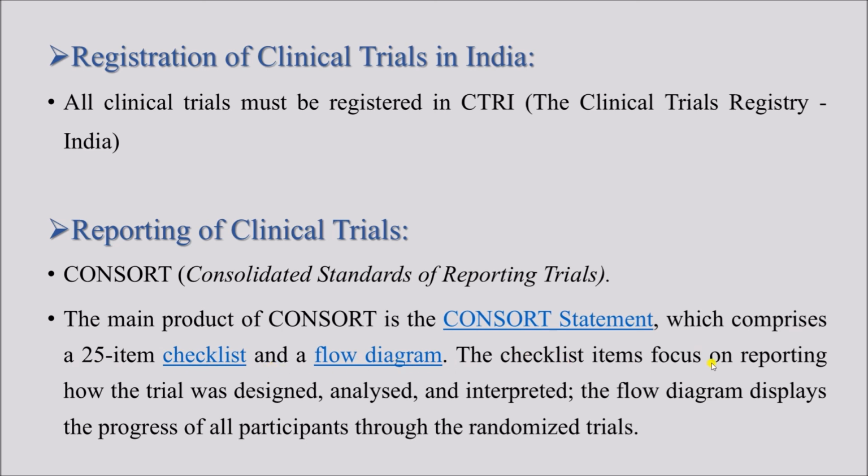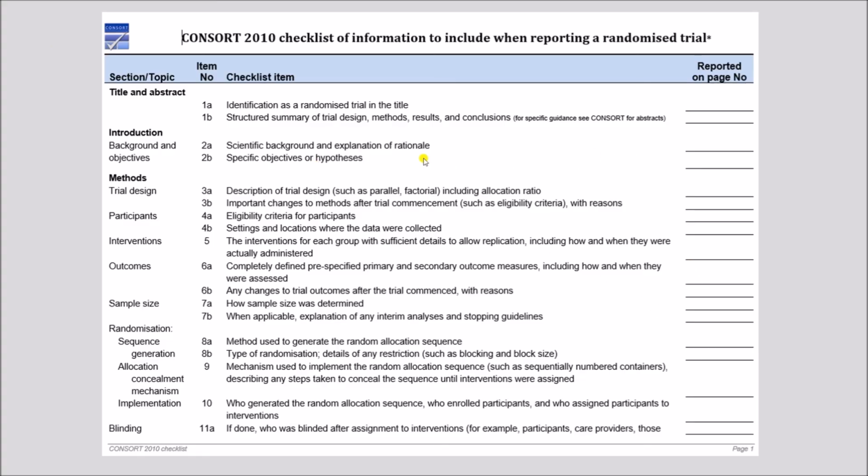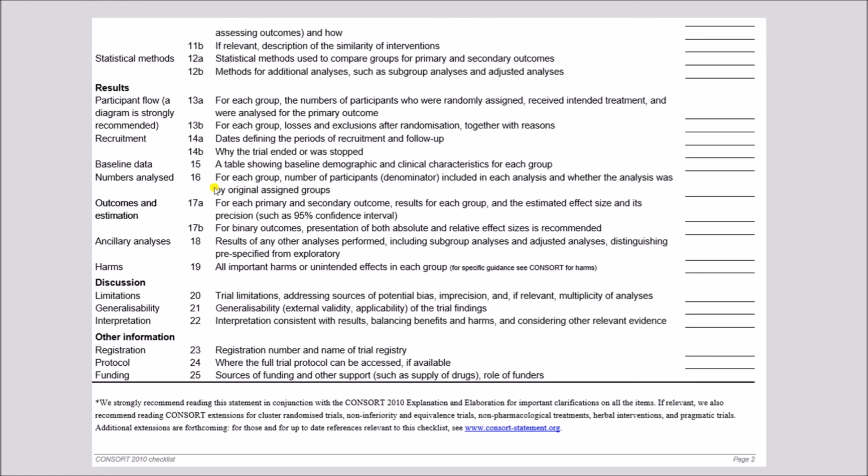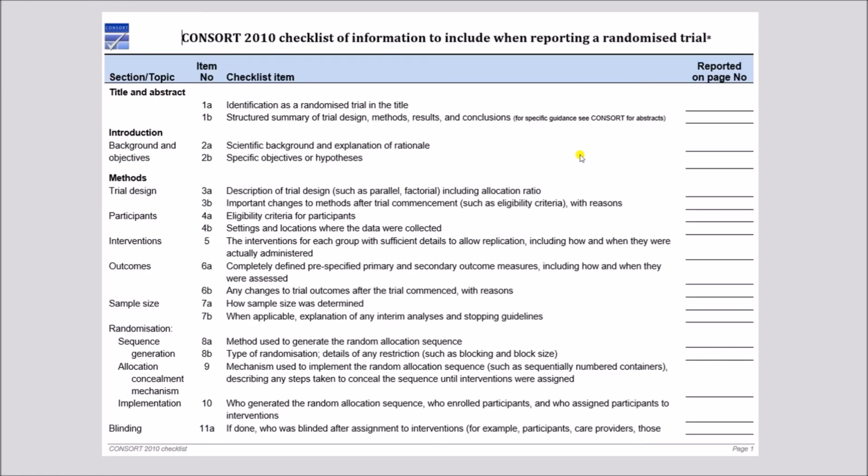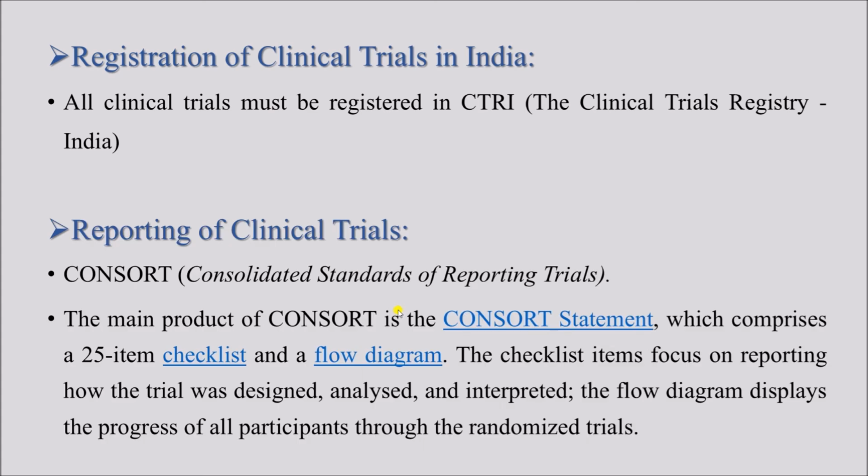The checklist items focus on reporting how the trial was designed, analyzed and interpreted, whereas the flow diagram displays the progress of all participants through the randomized trials. So here you can see this is the checklist. We have 1, 2, 3, 4 like this and 25 items, and you have to mention individual item in details.